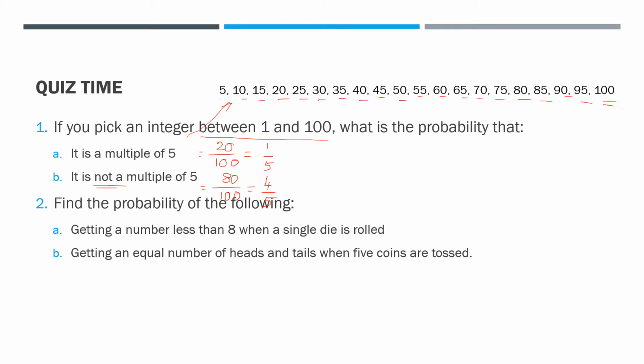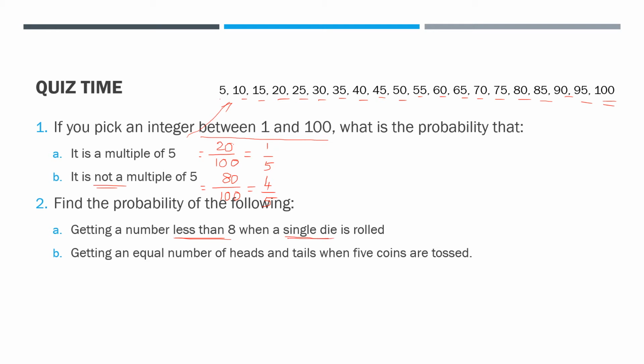Here also we have A and B. Find the probability of the following. Getting a number less than 8 when a single die is rolled. Less than 8. Okay, a single die is rolled. It's only one die, and one die has numbers from 1 to 6.